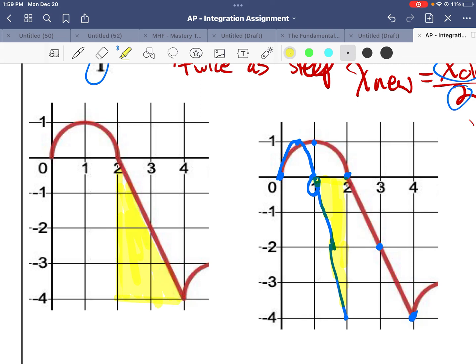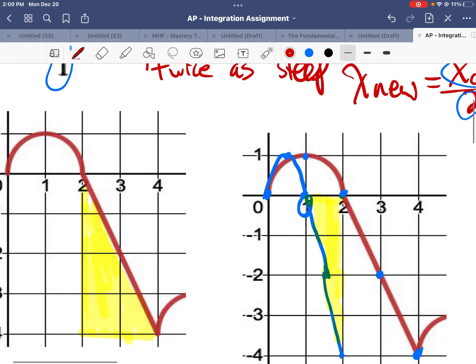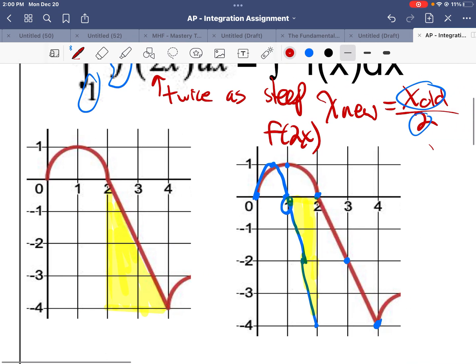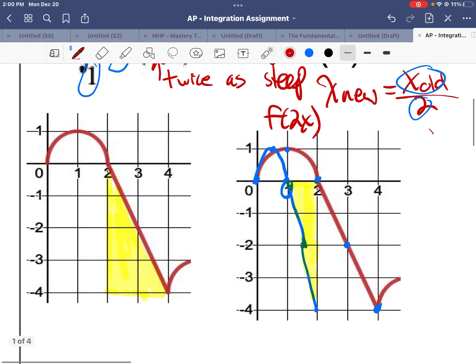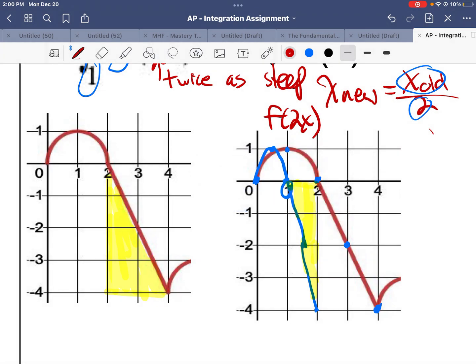Okay, it corresponds to that area on the original graph. So the area from 2 to 4 corresponds to the area from 1 to 2. Okay, this is the graph of f at 2x, right? F at 2x is the horizontally compressed version. But since it's compressed by a factor of 2, it's only half as wide at all parts. So if it's only half as wide, then it's going to have half the area.